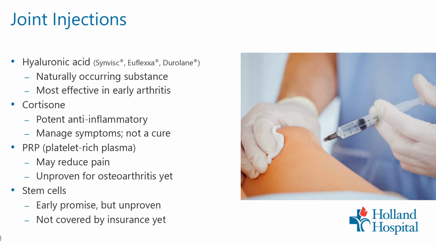Using PRP, or platelet-rich plasma, may reduce pain by using some of your body's own blood properties, but it is unproven for osteoarthritis. Stem cells also show early promise, but are also unproven and not covered by insurance.